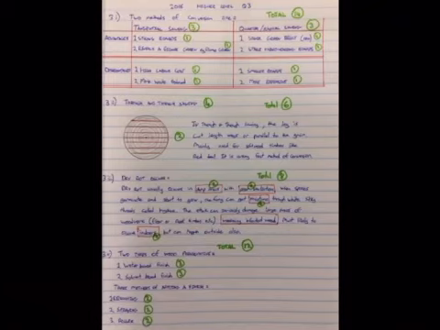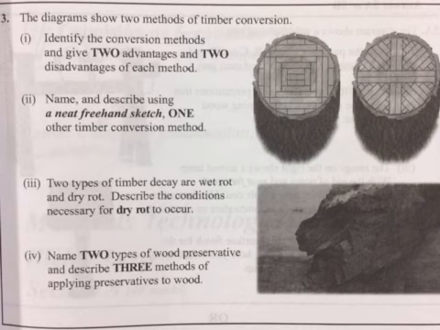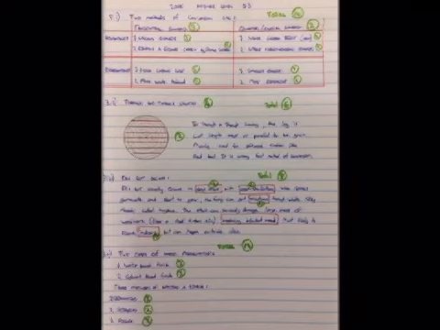Now part 3 and part 4 is based on diseases and defects, but part 3 and part 4 could easily be based on seasoning as well. All right, so part 3. 2 types of timber decay are wet rot and dry rot. Okay, so describe the conditions necessary for dry rot to occur. So dry rot usually occurs in damp areas with poor ventilation when spores germinate and start to grow.